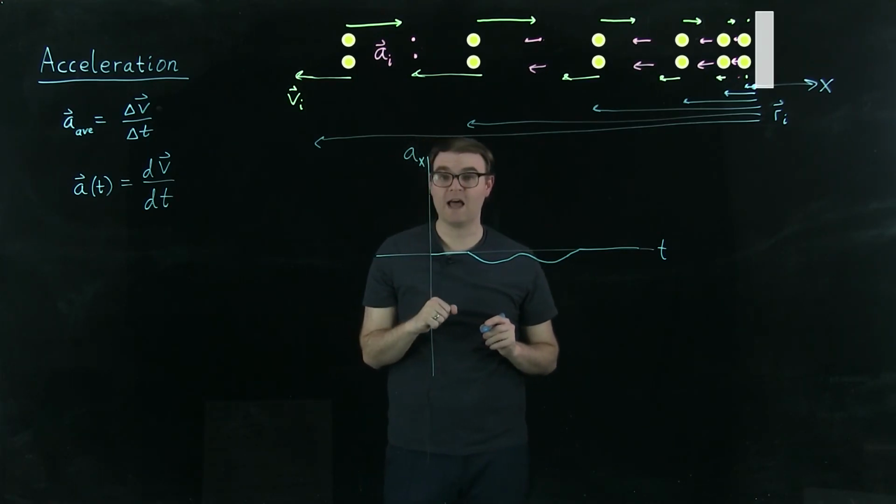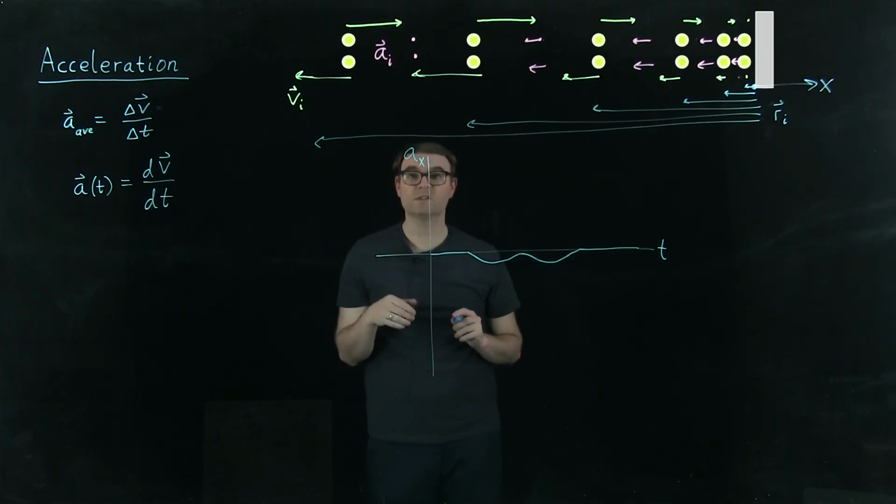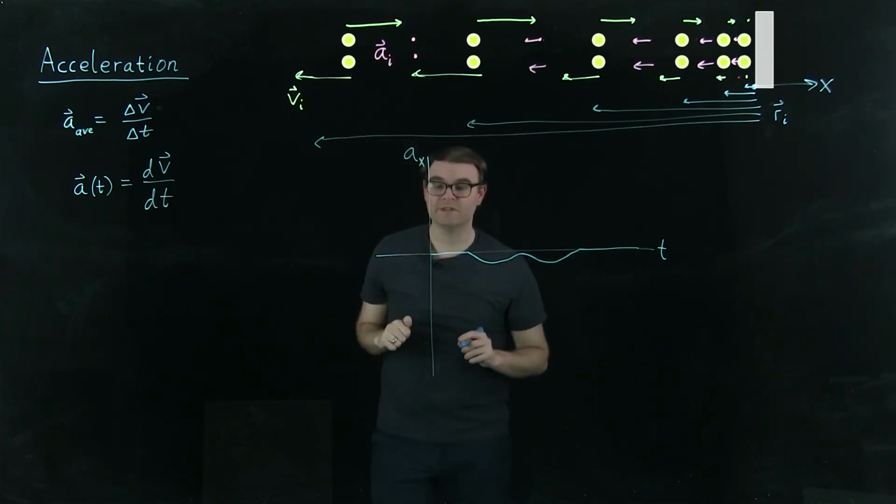You could go ahead and draw velocity versus time or position versus time by following along with the arrows that I've drawn up here.